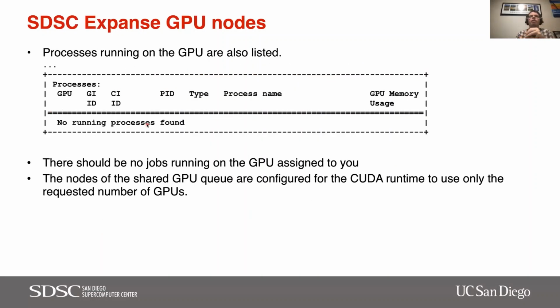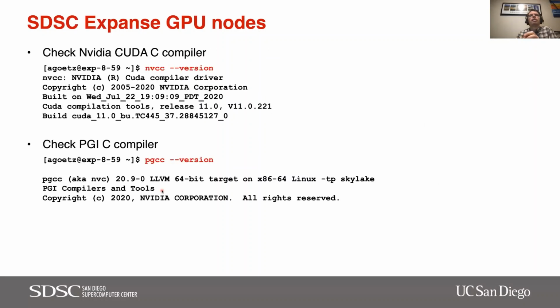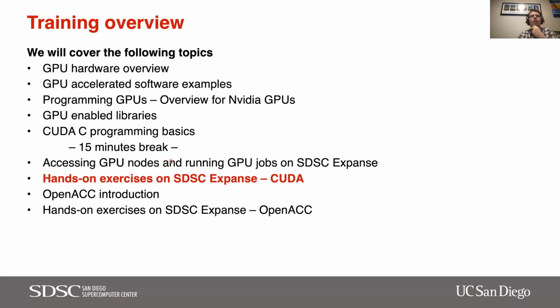It should show something like no running processes found, because there's no process currently running on the GPU. Otherwise, if you have a job running on the GPU, you'll see the name of the process, which GPU it's running on, and the process ID and so on. If you have CUDA loaded or NVHPC, then the CUDA C compiler should be available. So NVCC, you can issue nvcc --version. Same for the PGI compiler.